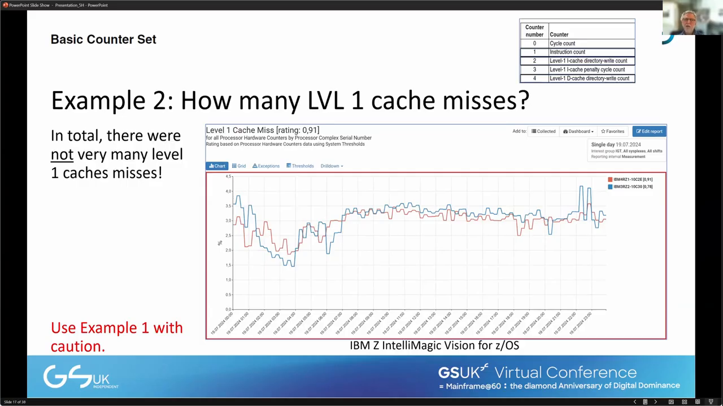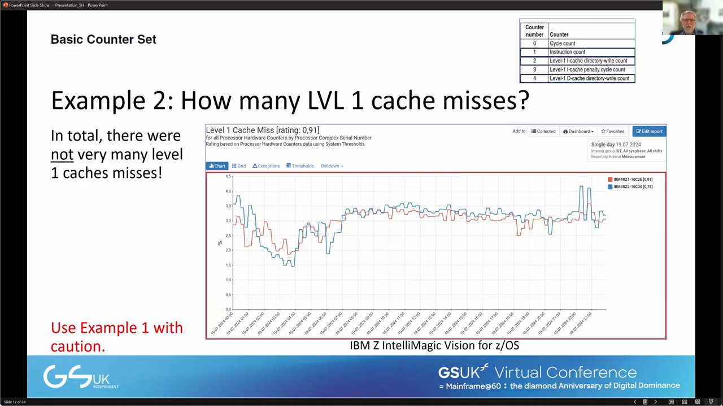So what's also interesting, this is the basic counter set, is how many level 1 cache misses did we actually have? I'm looking at the same KEX here, those 2, and we look at how many level 1 cache misses, percentage. It's actually not very much, and both KEX are the same.